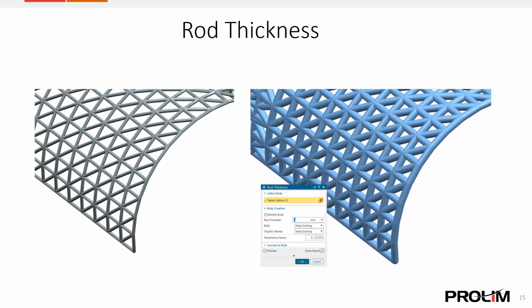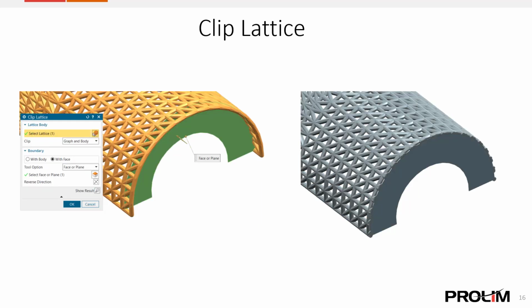And then we have rod thickness. This allows me to go in there and look at lattice with a thicker rod or a thinner rod, and it would take my original lattice and just create a copy of it with the different rod diameter. And the last one we'll look at is clip lattice. This clip lattice allows me to go in there and clip it from either a body or a face.